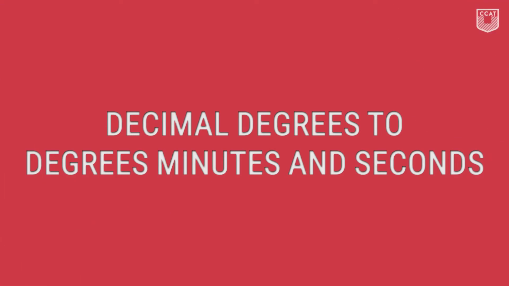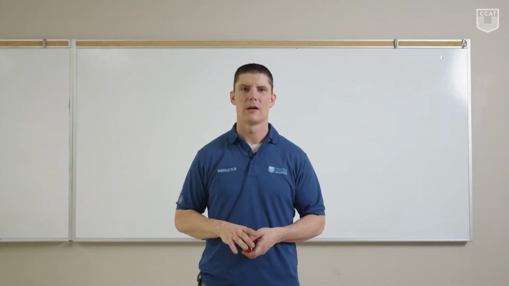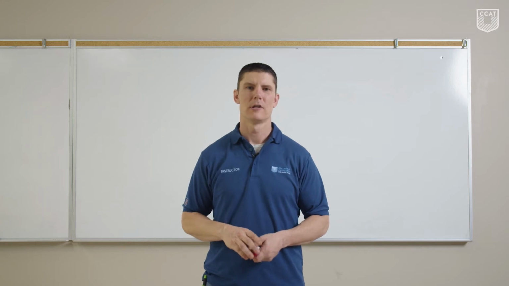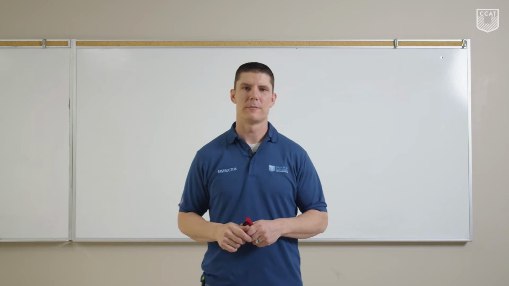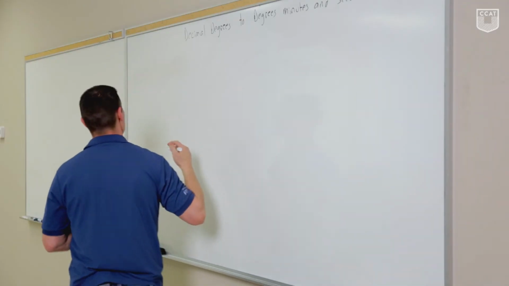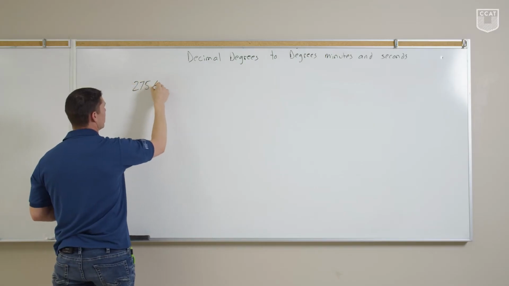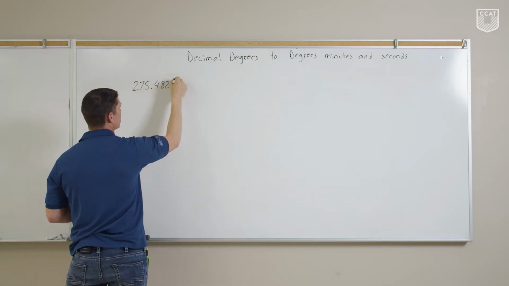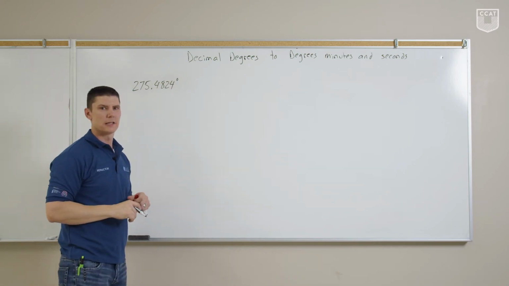Next up, we're going to figure out how to convert decimal degrees to degrees, minutes, and seconds. The reason we need to do this is that on drawings, a lot of the time our angles are given to us in decimal, but to get it into the total station, we need to convert it to degrees, minutes, and seconds. So let's use the number 275.4824 degrees, and we're going to convert that to degrees, minutes, and seconds.